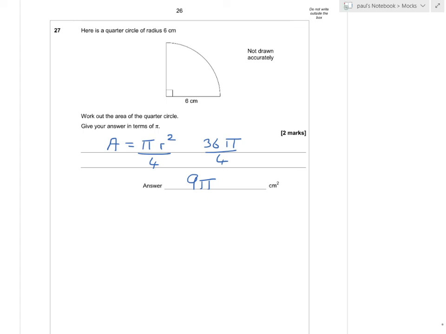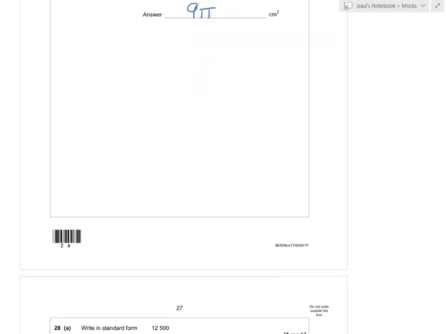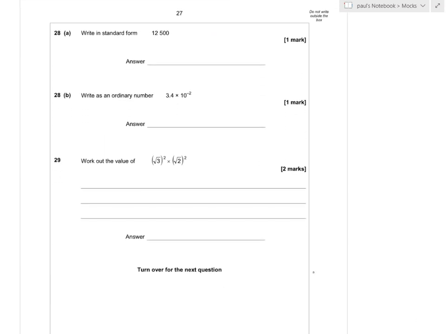Right, so must be near the end now. 28. There's millions of questions. Write that in standard form. 1.25 times 10 to the what? Go from the dot: 1, 2, 3, 4. 10 to the 4.